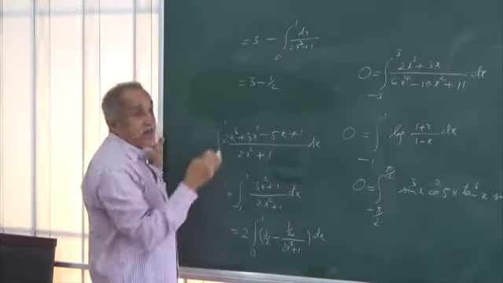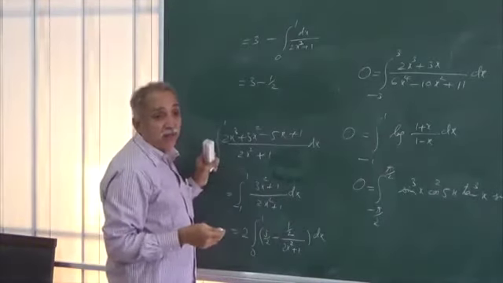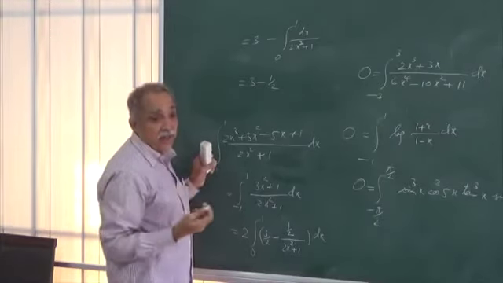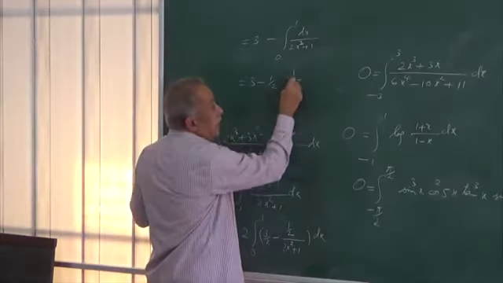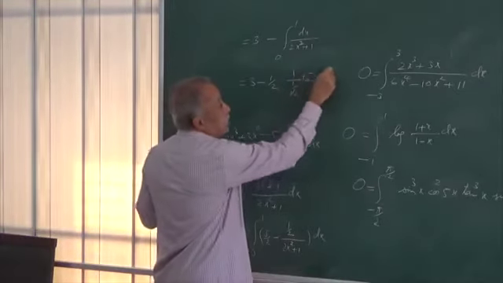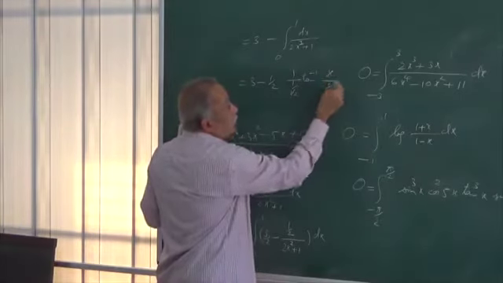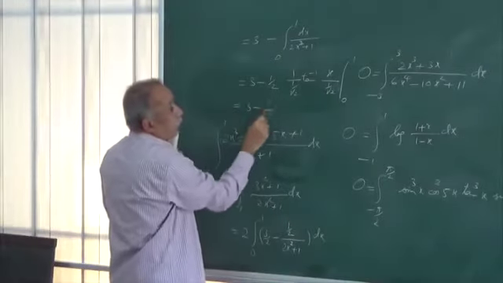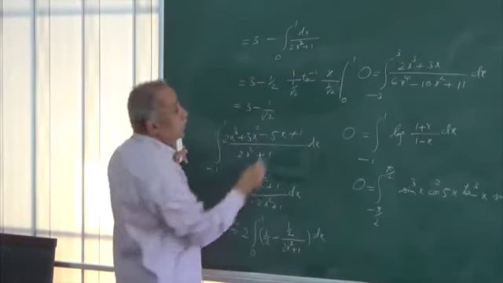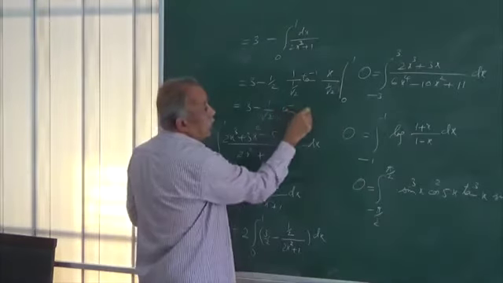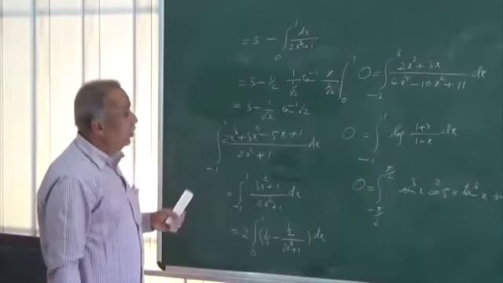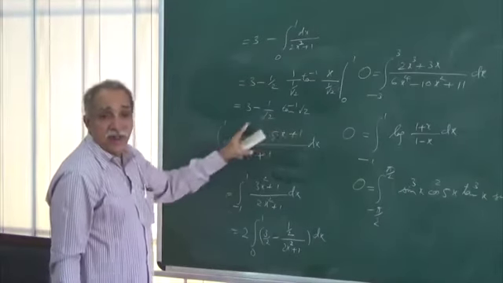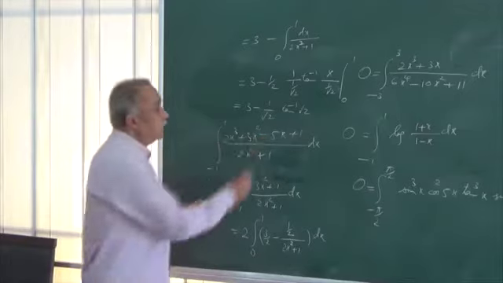Now the integrand becomes 1 by x square plus half, 1 by x square plus a square, integral of which is 1 by a tan inverse x by a. Here it becomes 1 by a is 1 by root 2, tan inverse x by a is x by root 2. Limits 0 and 1. Tan inverse root 2 minus tan inverse 0, tan inverse 0 is 0, tan inverse root 2 remains. Is this a well-known angle? No, I think. So, we will keep the value as it is.